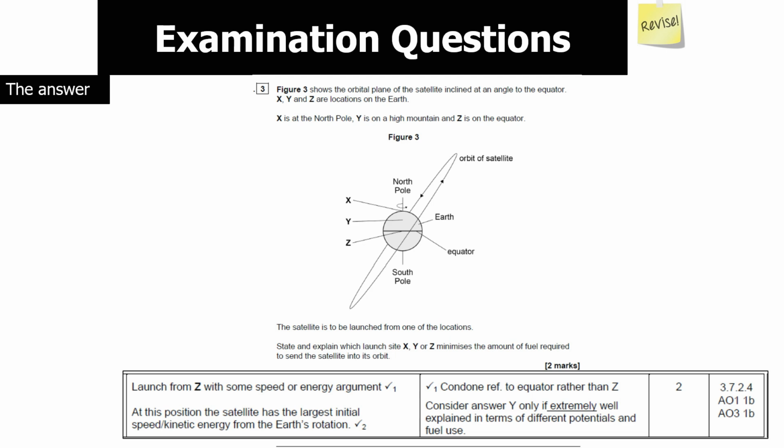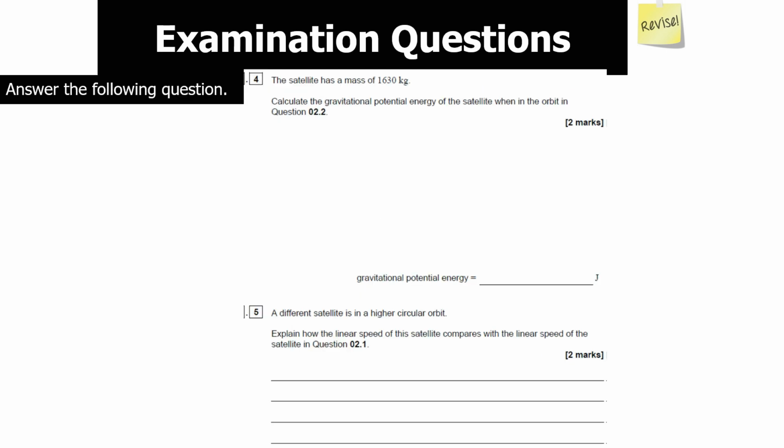The next question says, the satellite has a mass of 1,630 kilograms. Calculate the gravitational potential energy of the satellite when in orbit in the previous question. And then a different satellite is in a higher circular orbit. Explain how the linear speed of this satellite compares with the linear speed of the satellite we worked out previously. So pause the video now, then unpause the video when you want to go through your answer.